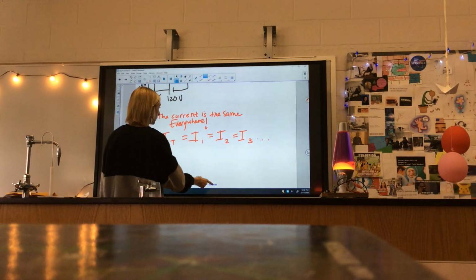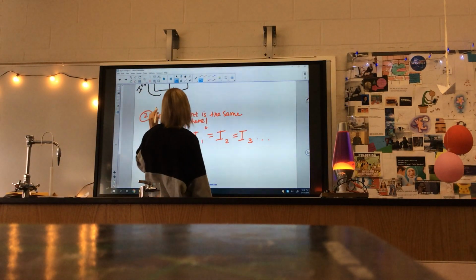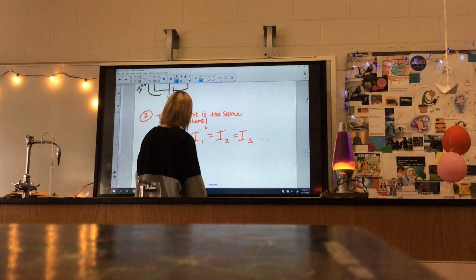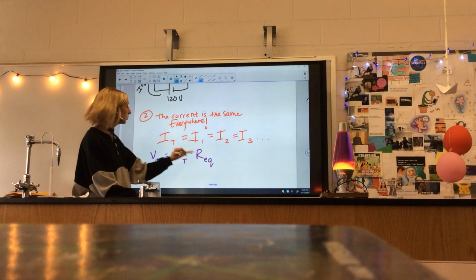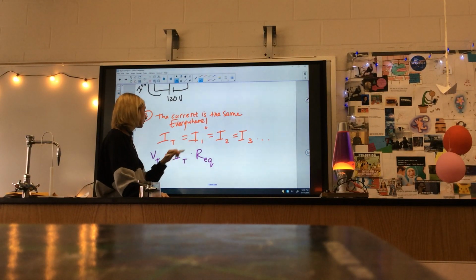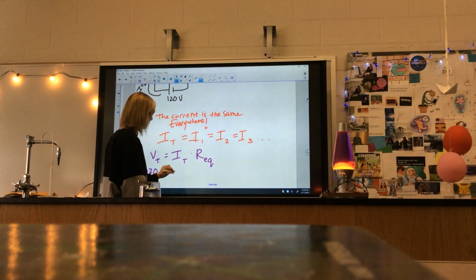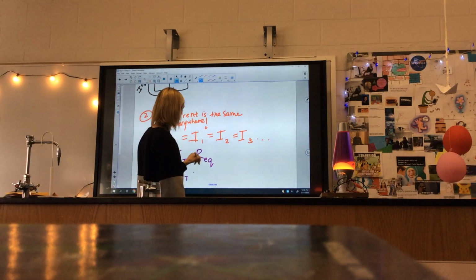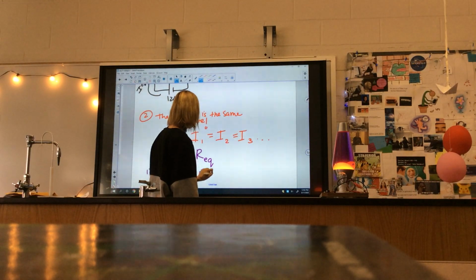Well, let's just, we might as well solve for it. So if I want to figure out I total, I could use V total equals I total times R EQ. All I did was use Ohm's law, but with all of the variables that would represent the total of each of these values. So we have a 120 volt voltage source is equal to an unknown current times, we said that the equivalent resistance or the total resistance was 12 ohms.